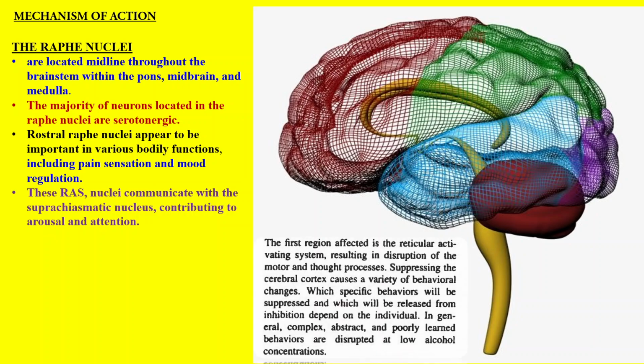Now, what does alcohol do? The first region affected is the reticular activating system, resulting in the disruption of motor and thought processes. Suppressing the cerebral cortex causes a variety of behavioral changes. Which specific behaviors will be suppressed and which will be released from the inhibition depends on the individual himself. In general, complex, abstract, and poorly learned behaviors are disrupted at low alcohol concentrations.